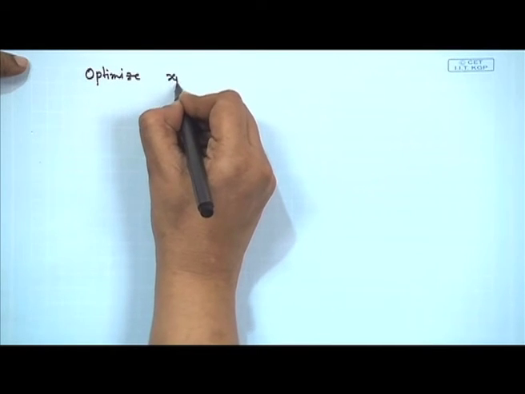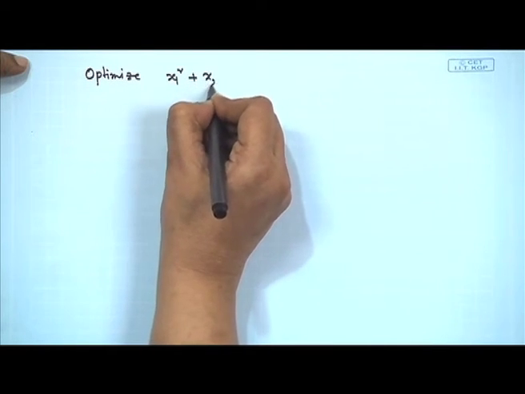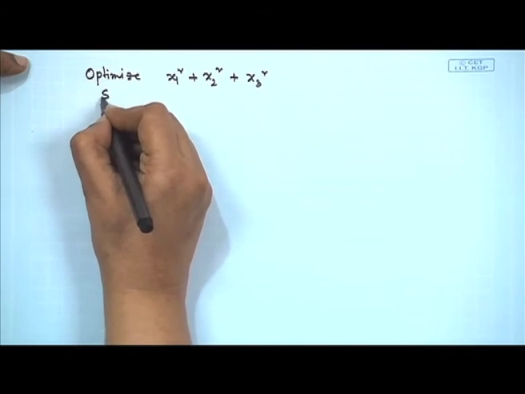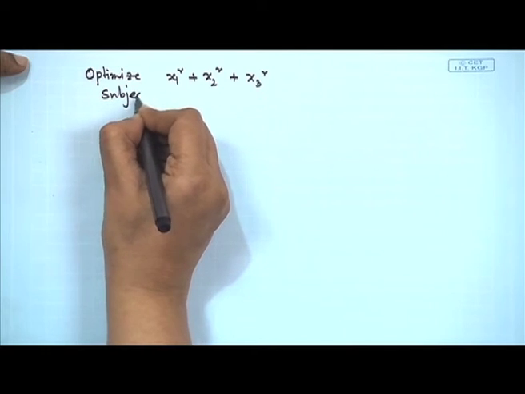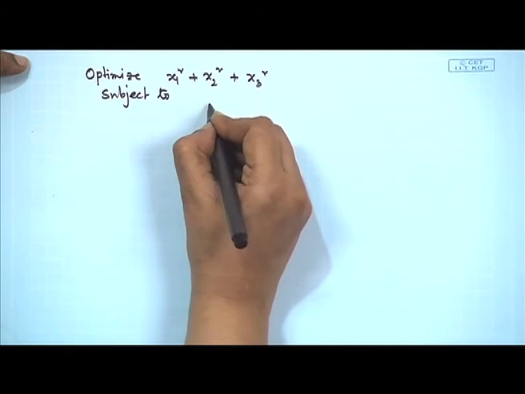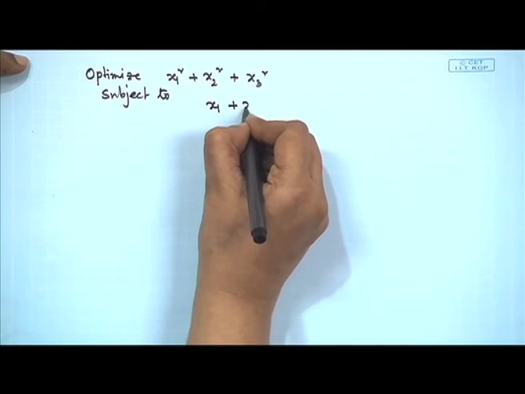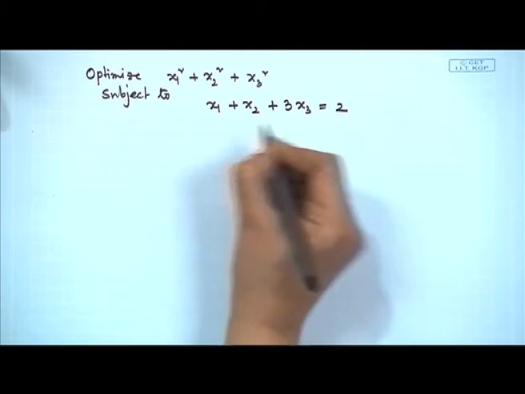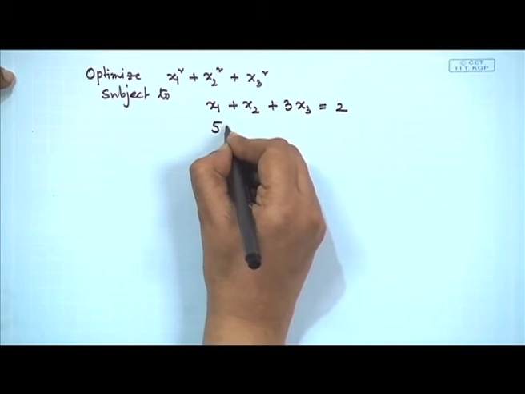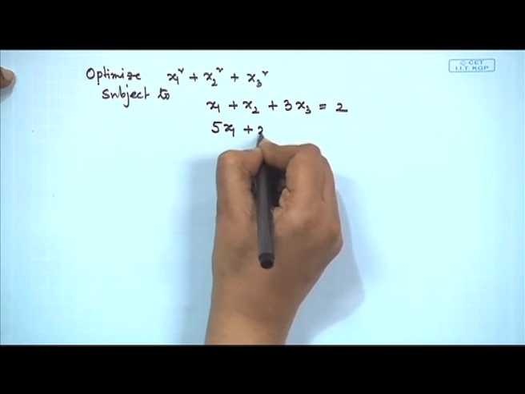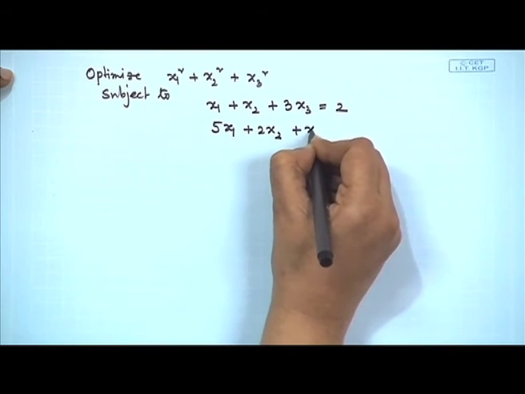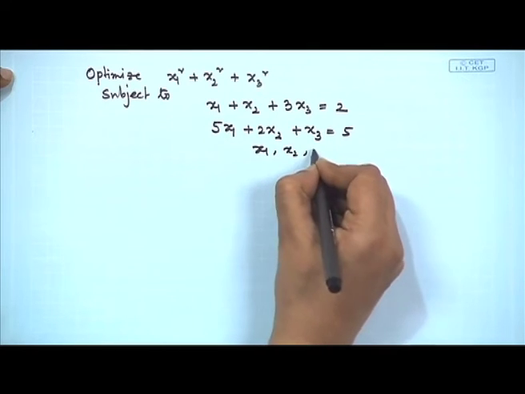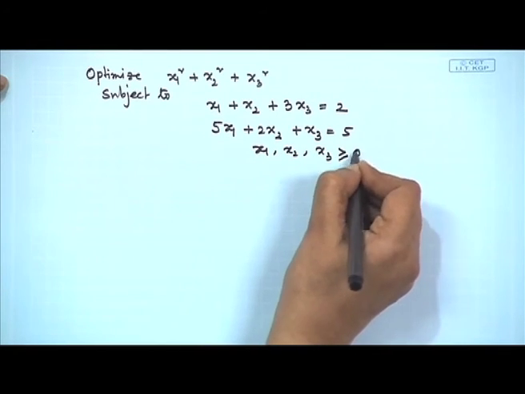optimize x1 square plus x2 square plus x3 square, subject to x1 plus x2 plus 3x3 is equal to 2, and the second constraint is 5x1 plus 2x2 plus x3 equal to 5, and we have the non-negativity constraints on the decision variables.